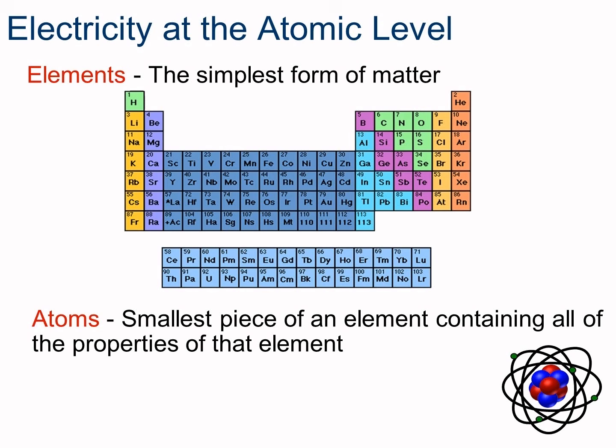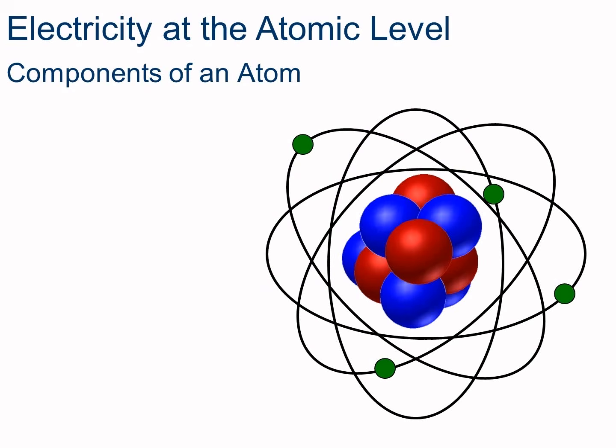Elements. The elements are the simplest form of any matter, and when you take those elements and break them all the way down into their smallest bits and pieces that still have all the characteristics of those elements, you have an atom. And here's the periodic table of the elements, all 118 of them. So let's take a look at our atom.